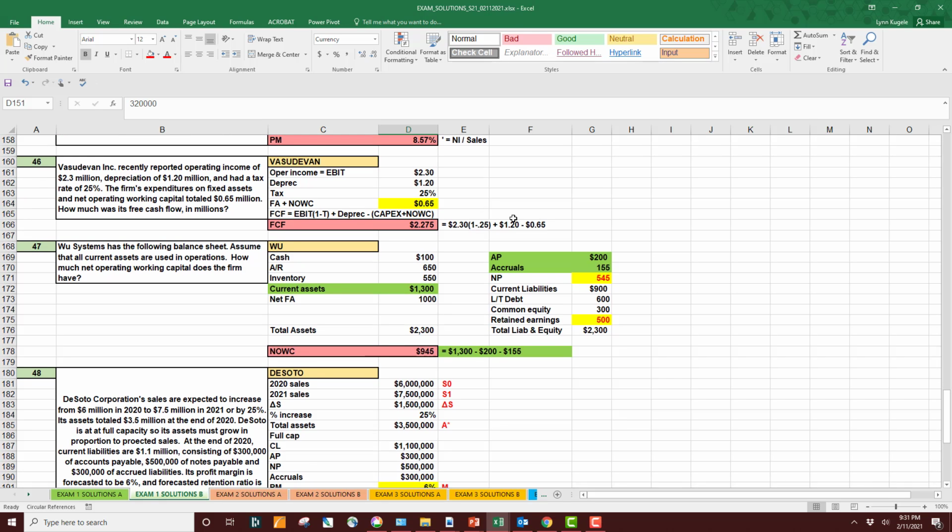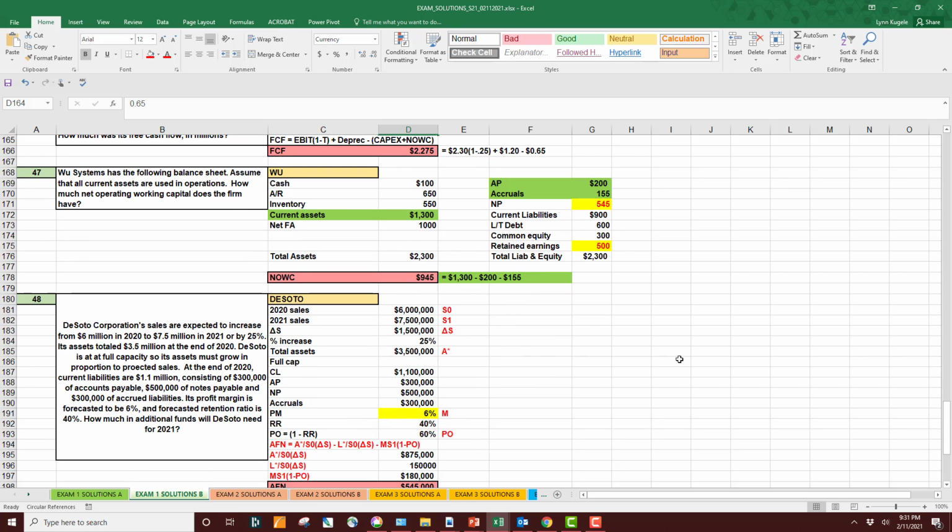Vasudevand recently reported operating income of $2.3 million, depreciation of $1.2 million, and at a tax rate of 25%. Firm's expenditures on fixed assets and net operating working capital total $0.65 million. Free cash flow. That $0.65 is that right there. So they've given you EBIT times 1 minus the tax rate plus depreciation minus that.